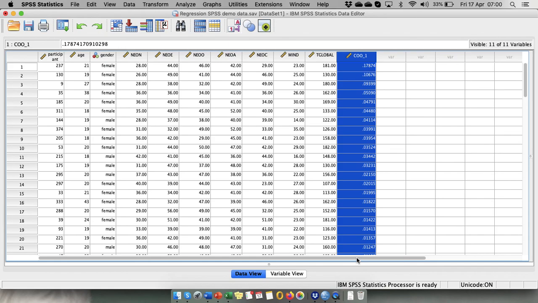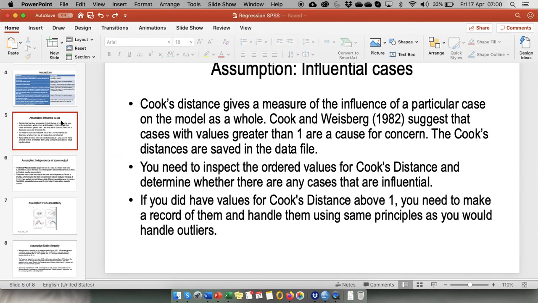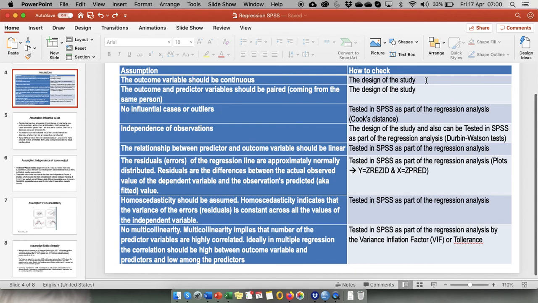Now, in this case, all our assumptions are met. So if we go to our assumptions, we already determined we met these two. Cook's distance is okay, we satisfy these assumptions. Durbin-Watson test is okay, we satisfy these assumptions. The relationship between predictor and outcome variable should be linear. We looked at how linearity could be gotten from the predicted and residual scores, and it was linear.